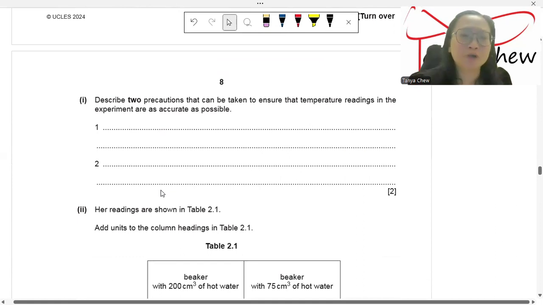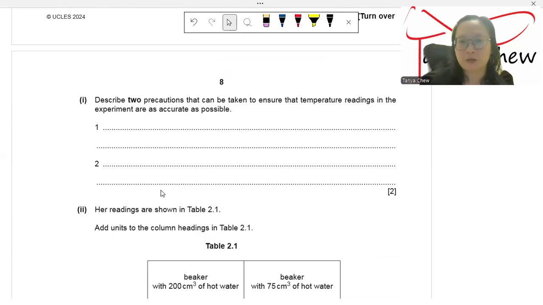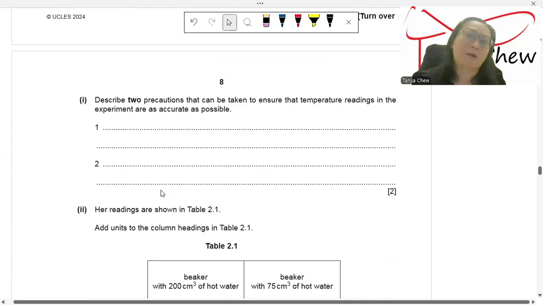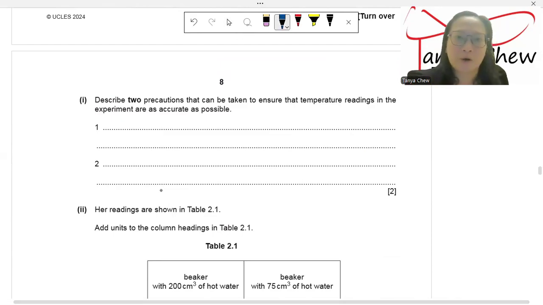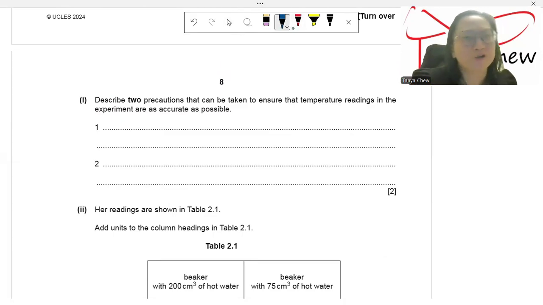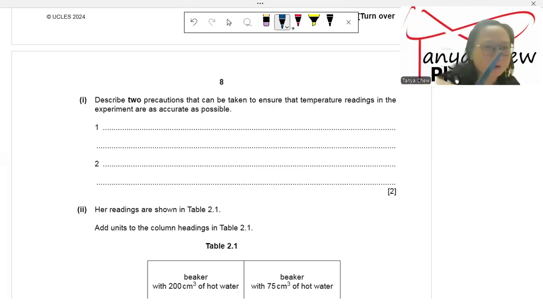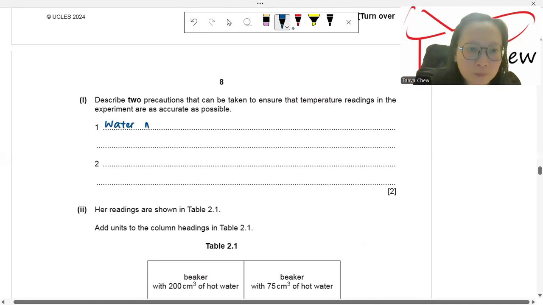Now, describe two precautions that can be taken to ensure the temperature readings in the experiment are as accurate as possible. I have a lot of ideas as well. I will give you more than two precautions, right? Giving more ideas is actually good to help you to answer more accurately in your coming paper. So I'm going to give you more, right? The first precaution, I say that you need to stir the water. You just pour the water in, right? Water must be stirred.